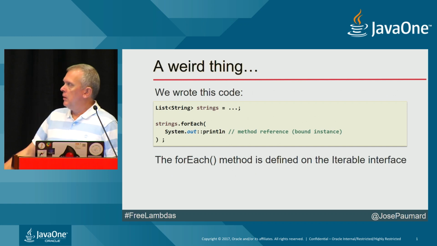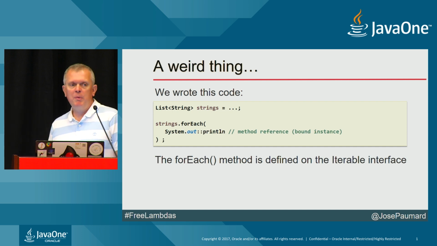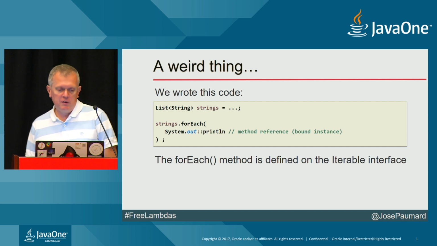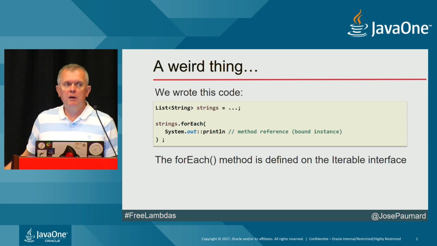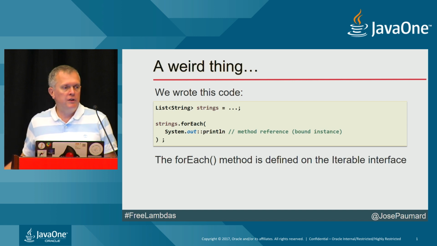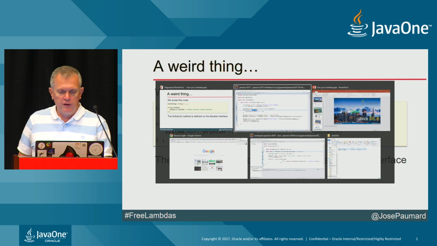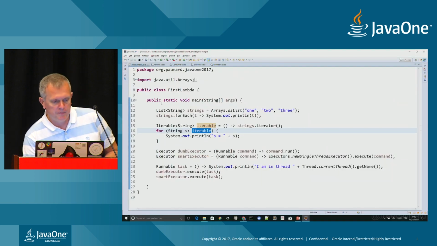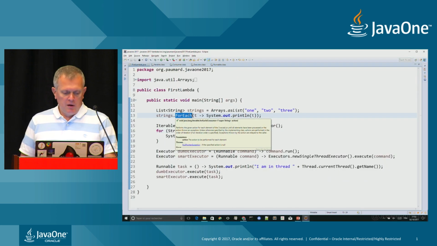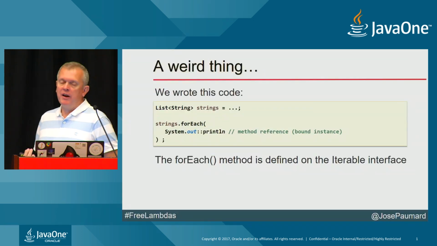There's something kind of weird that just happened. Yes, this funny syntax is called a method reference. We're going to see that in a minute. That is, the for each method is defined on the Iterable interface. This is the code that we just wrote here, right? And has been added in Java 8.